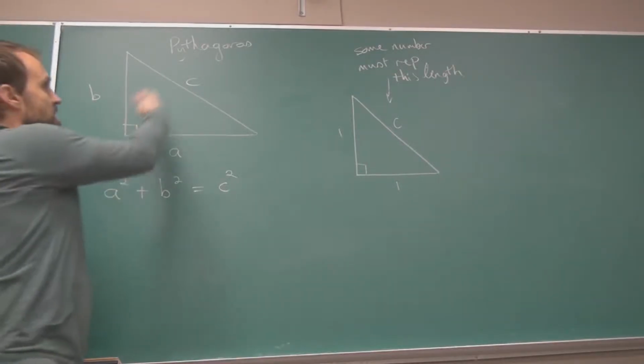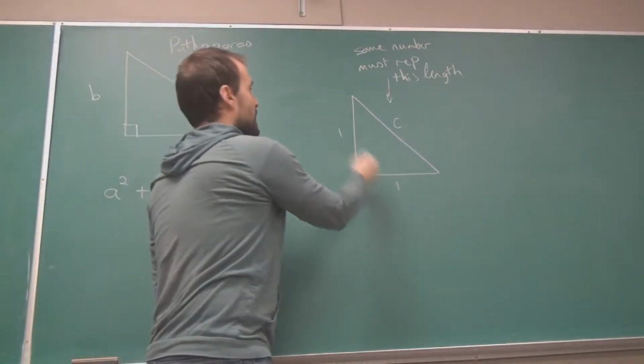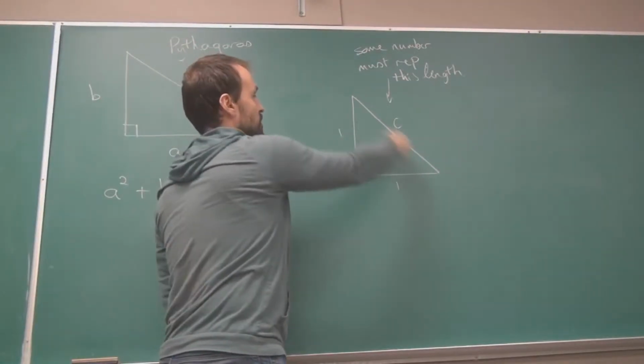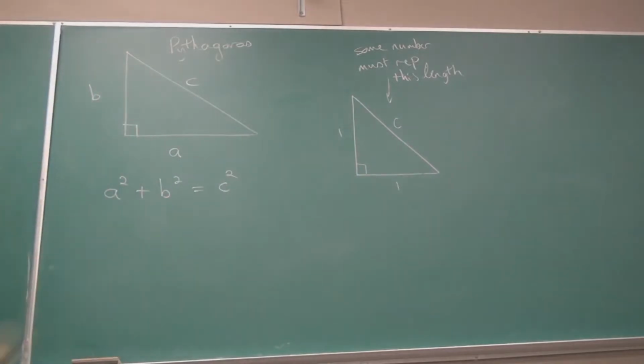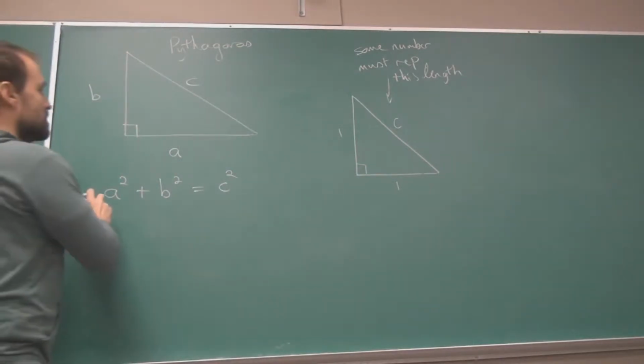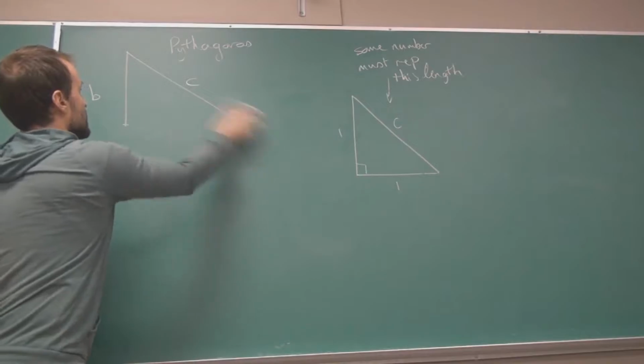With Pythagoras' theorem here, we can make a 1 by 1 triangle and we create a length. So that length has to be represented by a number. Let's say here.